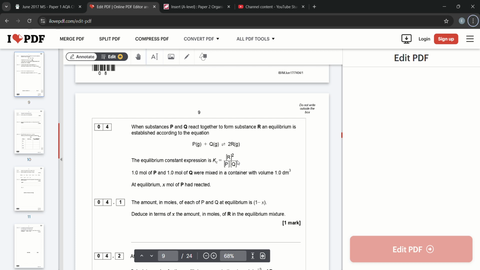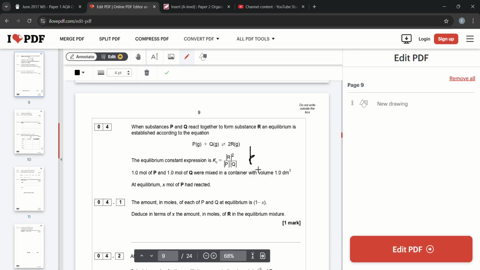Question 4. When substances P and Q react together to form substance R, an equilibrium is established according to an equation. The equilibrium constant expression is Kc equals [R] squared over [P][Q], with square brackets. 1.0 moles of P and 1.0 moles of Q are mixed in a container with volume 1.0 dm cube at equilibrium.